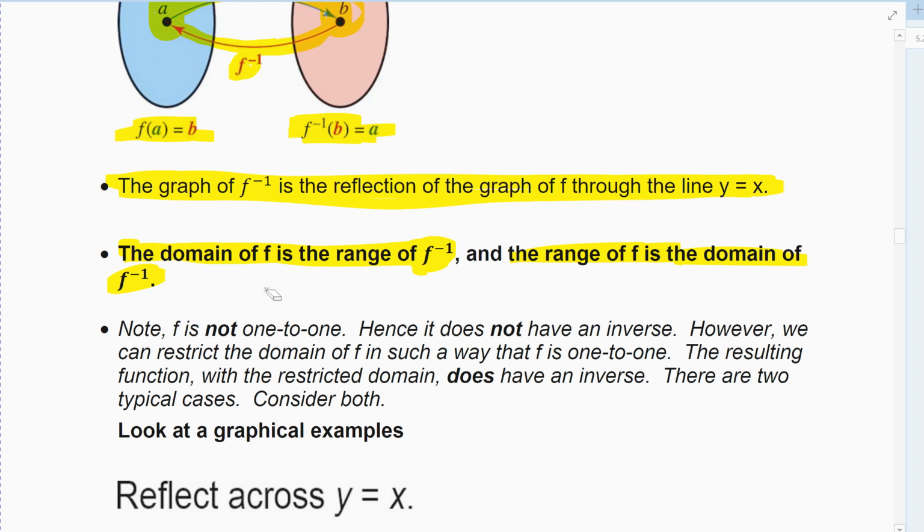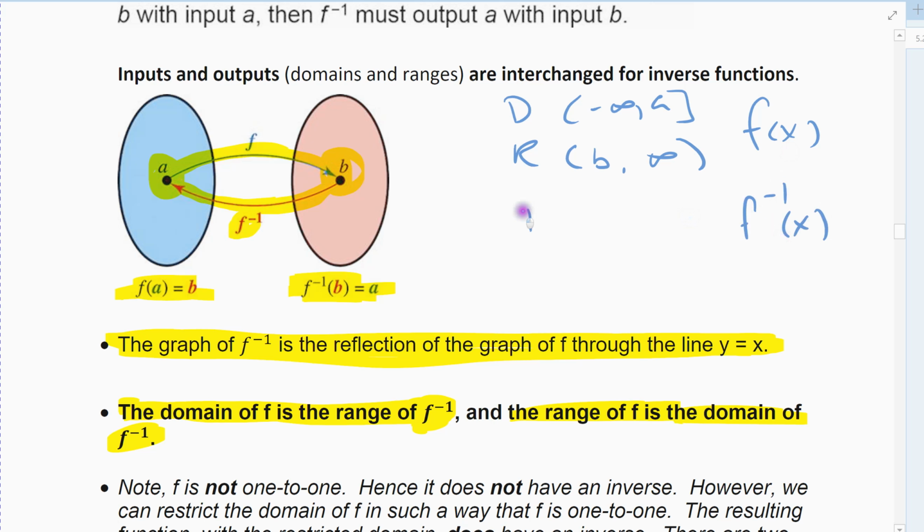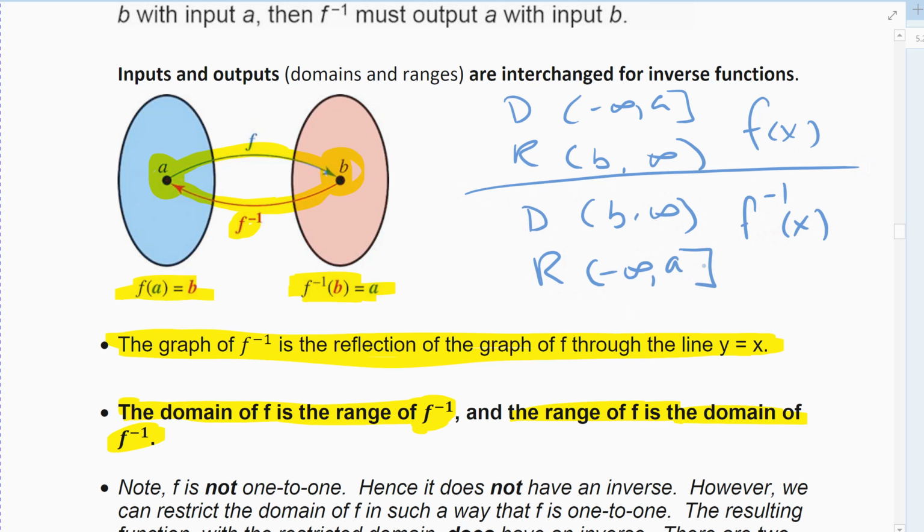The best way to write this up: suppose my domain was from negative infinity to a, and my range was from b to infinity. That would be for my original function, f of x. Then for the inverse, it flips. The domain for the inverse would be b to infinity, and the range for the inverse would be negative infinity to a. So x's and y's flip when I do inverse functions because it reflects over the line y equals x.